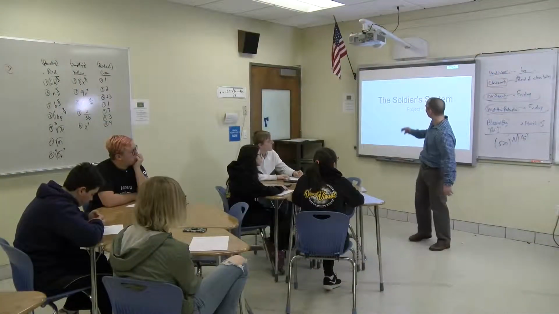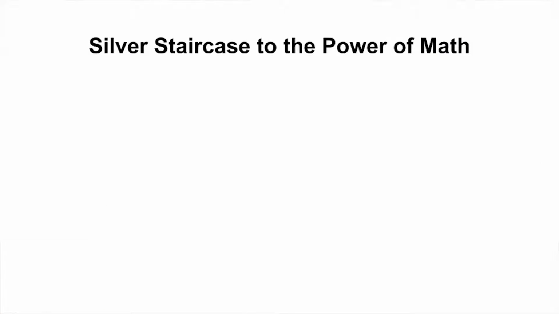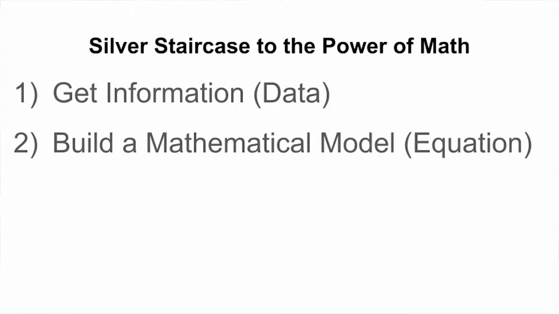Right? So the Soldier System, just to remind you of how we do math. Step one, we get information. And information in math, what do we call that? Data, right? We collect data. Step two, we build a mathematical model. And Courtney, what do we call that in math class? Equation. We create an equation.